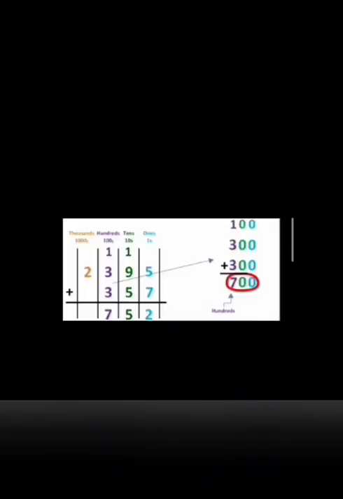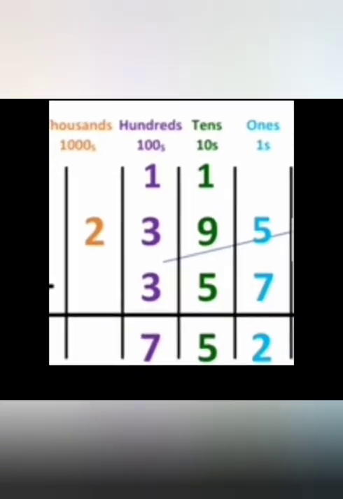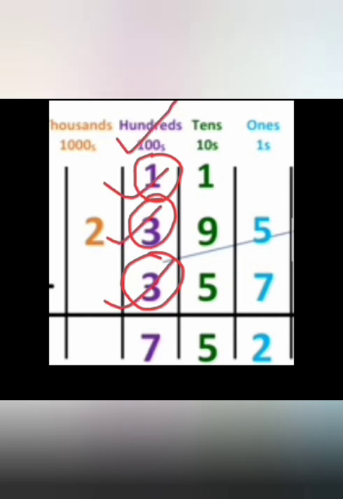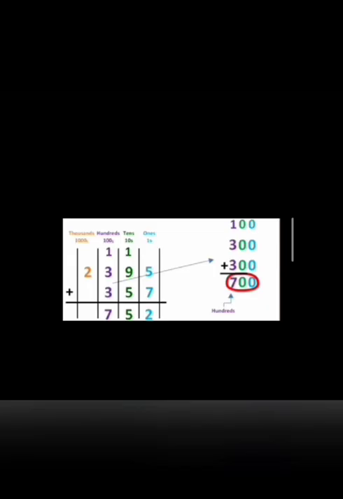See the hundreds column now, children. We have 1 as the carryover. It will be called 100. 3 will be called 300. Again 3 will be called a 300. We will add these 3 numbers at the hundreds place now. As you can see here, 100 plus 300 gives you a 700. 7 is at hundreds place. So removing the zeros, we will take only 7 here.